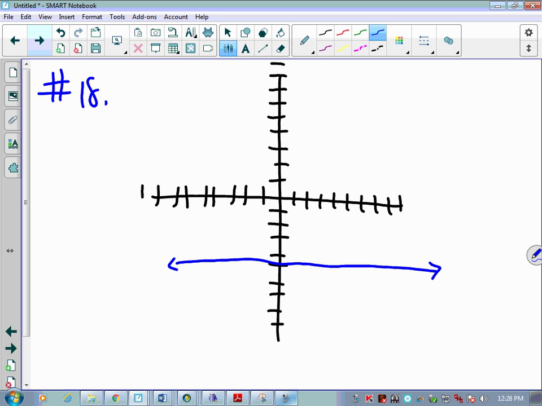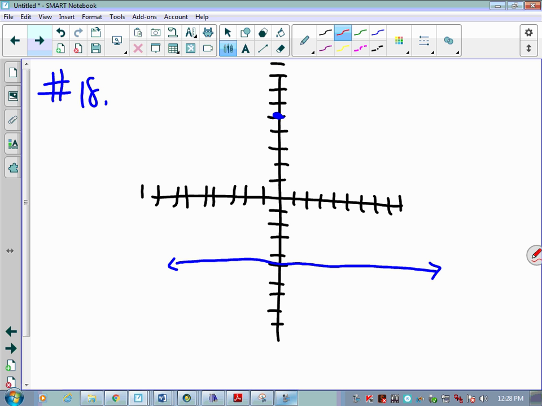My focus is at (0, 5). So all the way up here, 1, 2, 3, 4, 5. Okay, that's my focus. So it's going to tell me something real clearly. For one, I need to find my vertex.